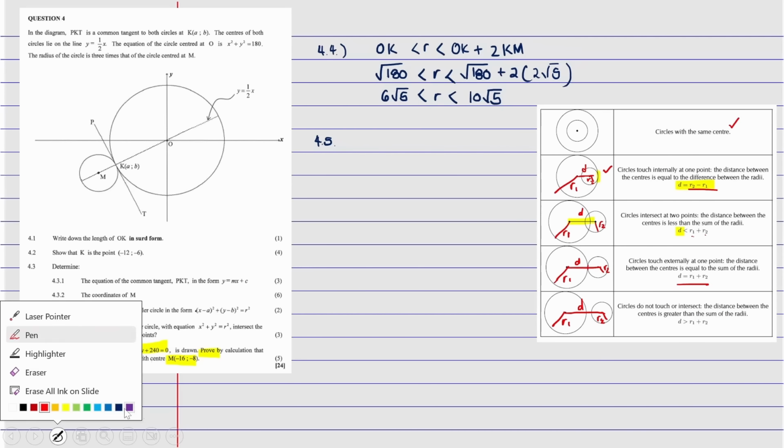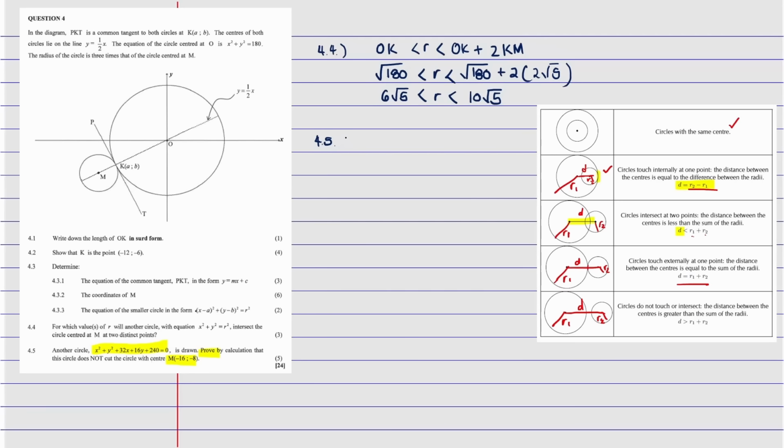So let me just take my blue pen. It's going to be x squared, plus y squared, then plus 32, plus 16y. Then this is going to be plus 240, so 240 is equal to 0. So I'm going to take the 240 to the other side.